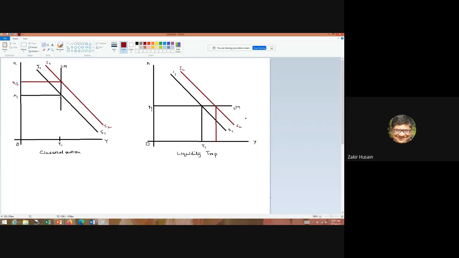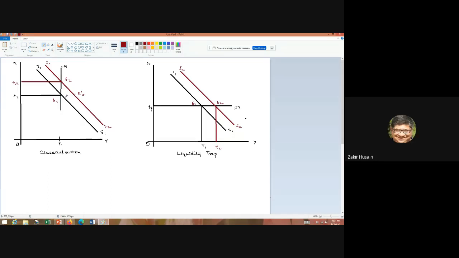Okay, so we can see over here, the rate of interest is going up. So just comment on this. What happens over here? Once there's an increase in government spending, what happens? The rate of interest increases and Y is unchanged.